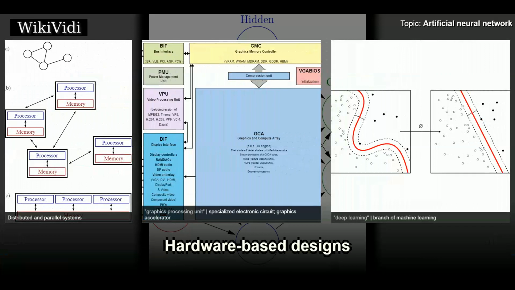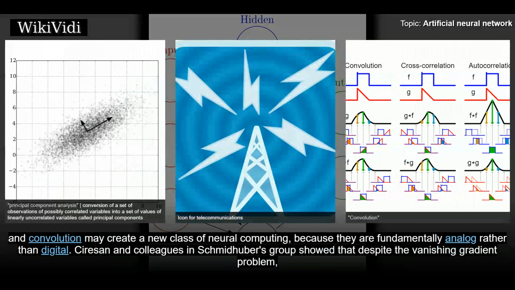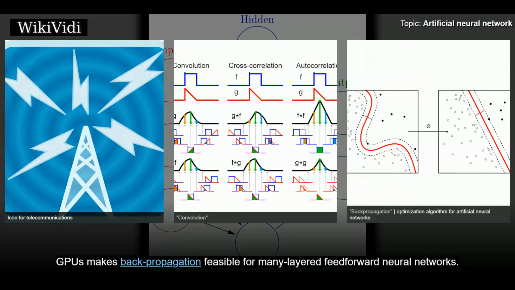Hardware-based designs. Computational devices were created in CMOS for both biophysical simulation and neuromorphic computing. Nano devices for very large-scale principal components analyzers and convolution may create a new class of neural computing, because they are fundamentally analog rather than digital. Ciresan and colleagues in Schmidhuber's group showed that despite the vanishing gradient problem, GPUs make backpropagation feasible for many layered feed-forward neural networks.